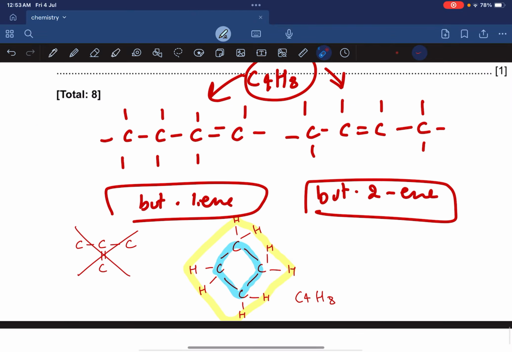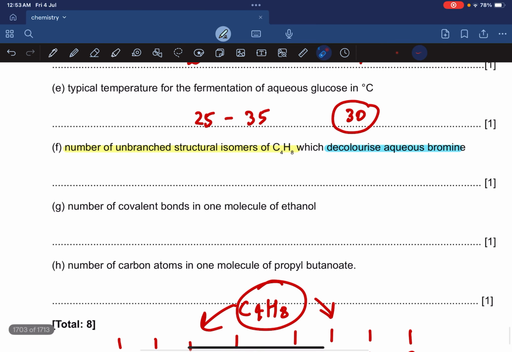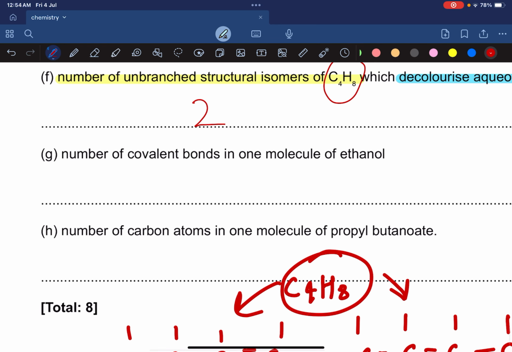It does not have a double bond. So the answer is that we only have 2 unbranched structural isomers that can decolorize aqueous bromine with the formula of C4H8. Okay, number of covalent bonds in one molecule of ethanol.